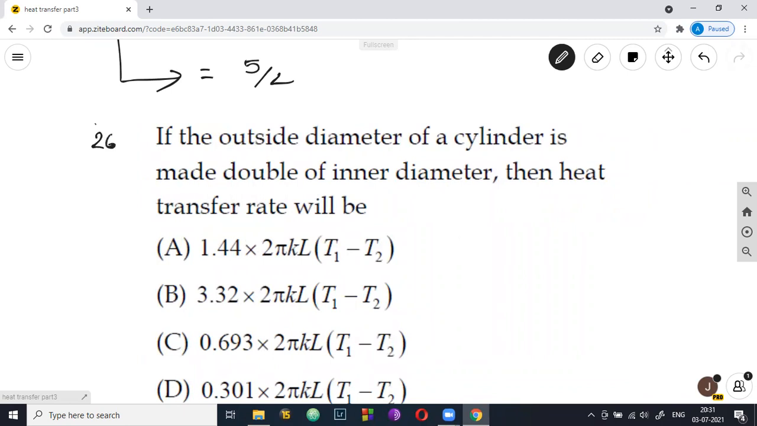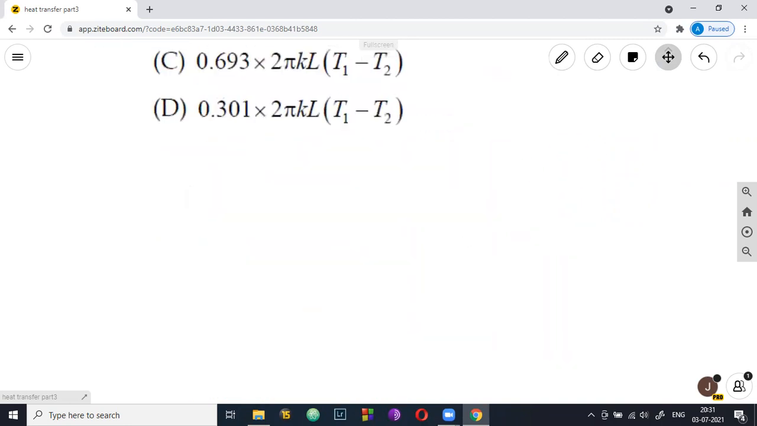So question number 26. If the outside diameter of the cylinder is made double of the inner diameter, then the heat transfer rate will be... Okay, something is given about the ratio of inner and outer diameter. So let's first of all write the heat transfer rate for a cylinder, general formula. Q is equal to T1 minus T2 divided by R of cylinder.